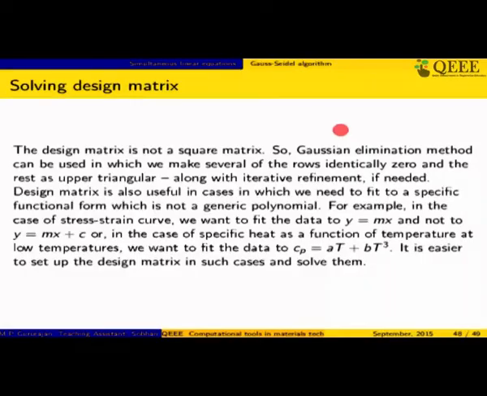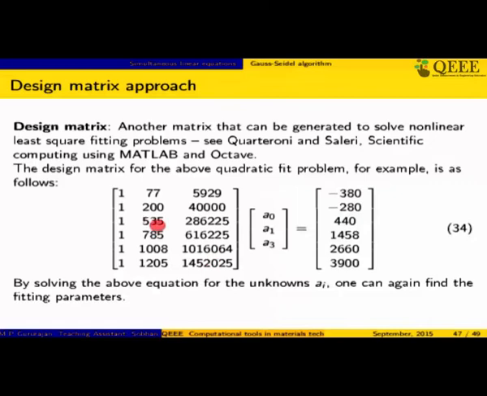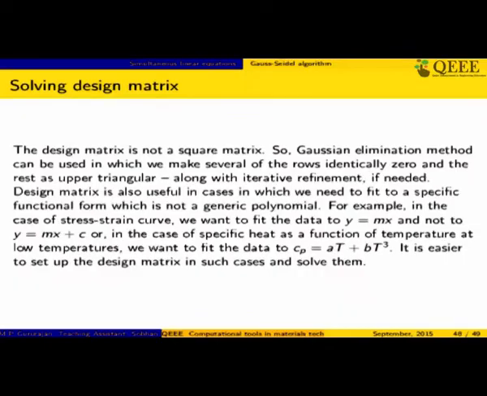What we need to note is that the design matrix is not a square matrix. So we can use the Gaussian elimination method. We can make several rows identically 0 and the rest upper triangular. You make all this 0 and you make these 3 upper triangular, and those 3 multiplying this equal to these 3 is the solution that we will be looking for. Once you get the solution, you can even do an iterative improvement on those set of equations. So that is possible.